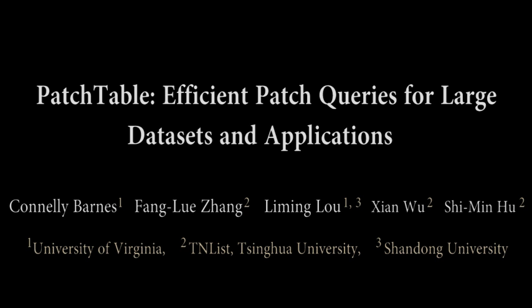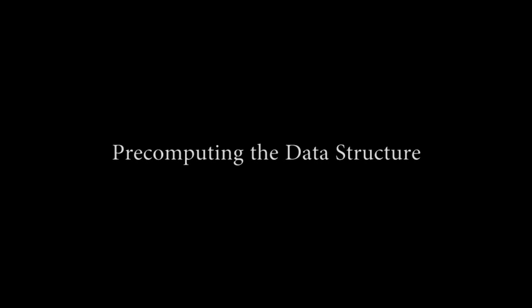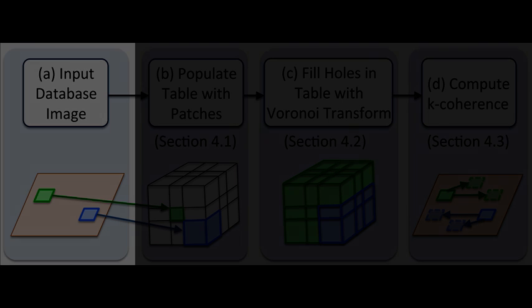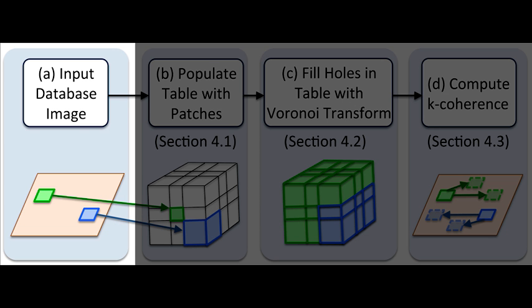We introduce PatchTable, an efficient data structure for querying patches against large image datasets. Our method takes an inverted index approach, analogous to modern search engines. We first allow a modest pre-computation time to create an index that can later be queried efficiently.